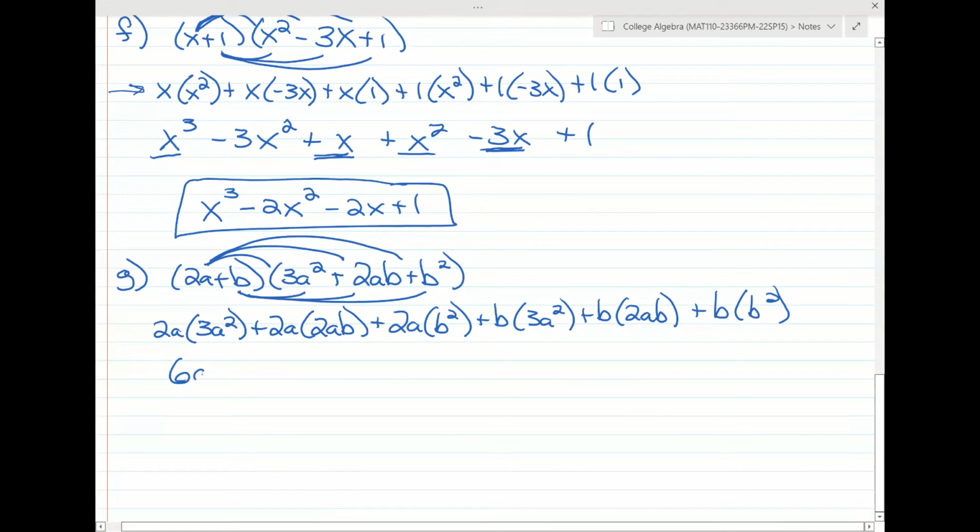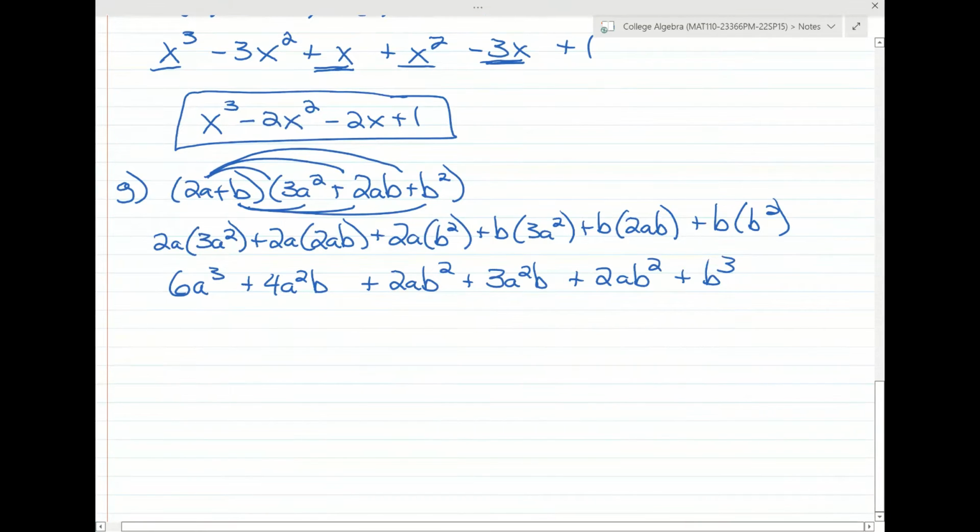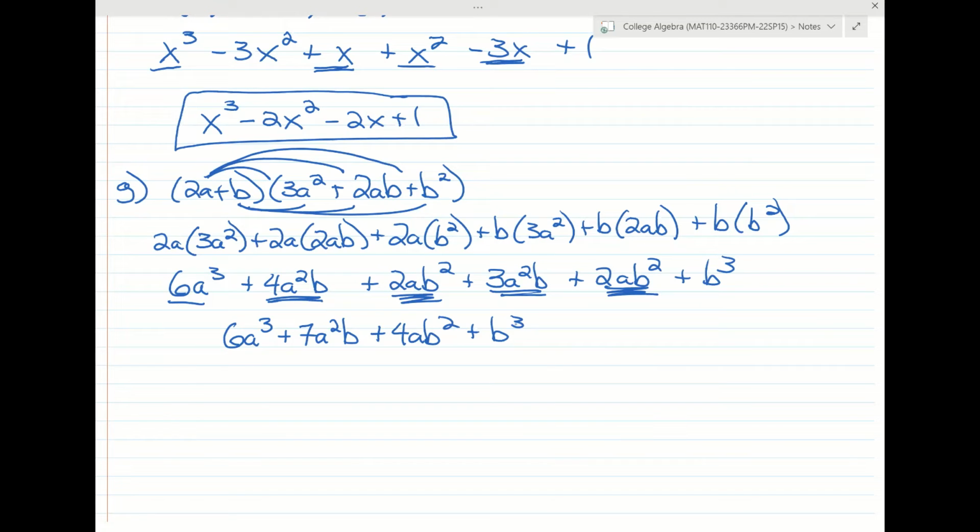And just multiplying this out, this would be 6a to the third plus 4a squared b plus 2ab squared plus 3a squared b plus 2ab squared plus b to the third. And then combining like terms, it looks like this is the only 6a to the third. This is an a squared b. We're looking for another like term. A squared b, we have one right here. So 4 plus 3 would be 7 a squared b. We have an ab squared right here and right here. So this would be 4ab squared. Then we have plus b to the third. And that would be our answer.